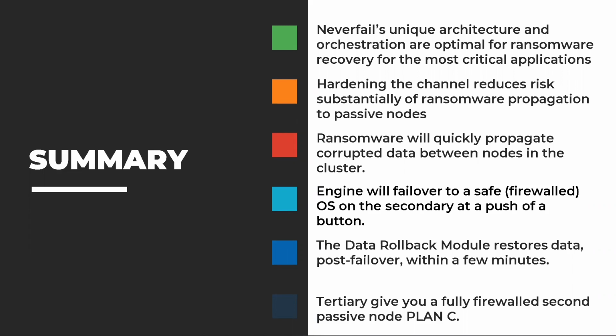Continuity Engine will fail over to a safe firewalled operating system on the secondary at the push of a button. Once it starts, it's fully automatic, and as we showed here, it doesn't have a lot of overhead. The data rollback module restores data post failover within just a few minutes. So not hours, not days, not weeks. They say the average time for recovery in the United States is 5 to 7 days.